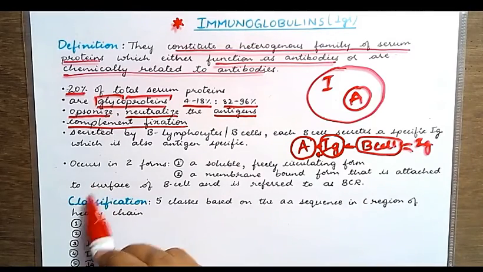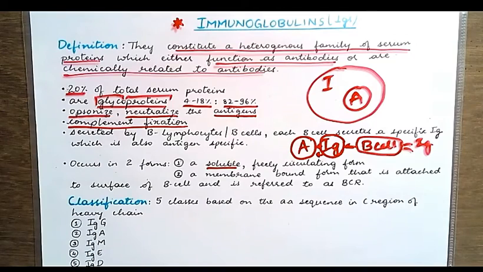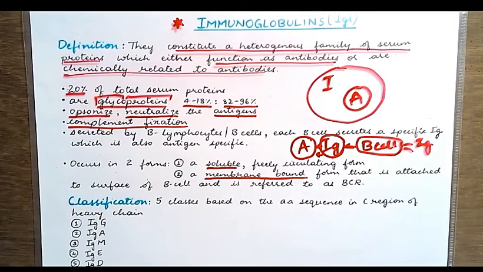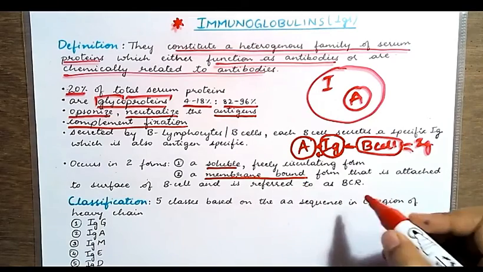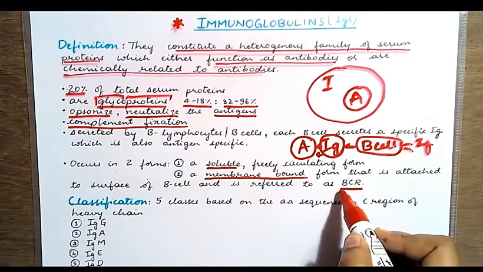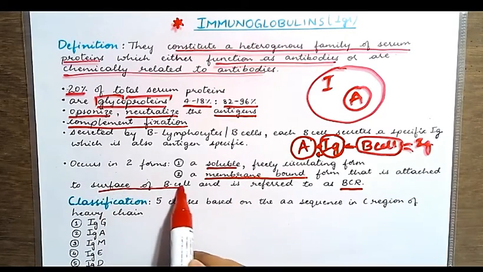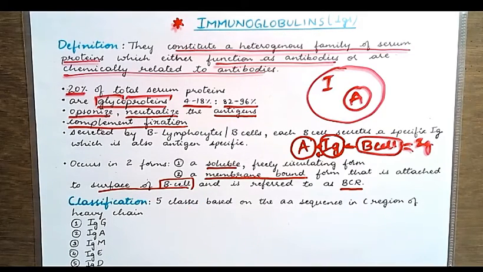These immunoglobulins occur in two forms: a soluble form which is freely circulating in the blood serum, and the second one is a membrane bound form which is attached to the surface of the B cell, and these membrane bound forms are referred to as BCR, which means B cell receptors. These immunoglobulins that are found on the surface of the B cell act as the receptors to the B cell, and these are not soluble.